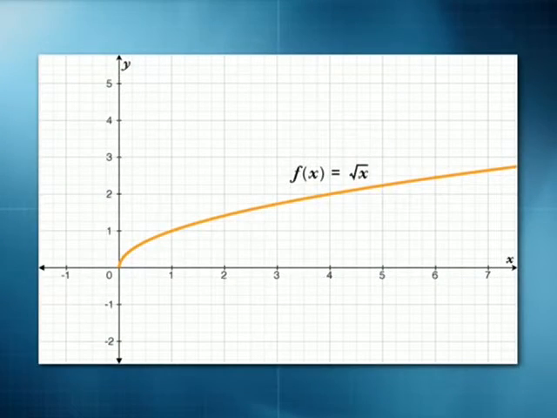Here's a graph of the square root function. I obtained this by some point plotting, calculating some square roots of numbers and plotting them in the plane. You could also obtain this graph with your graphing calculator. I invite you to do that and see if it looks sort of like this picture here.